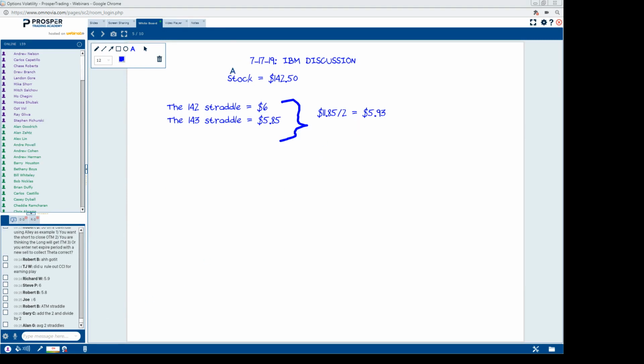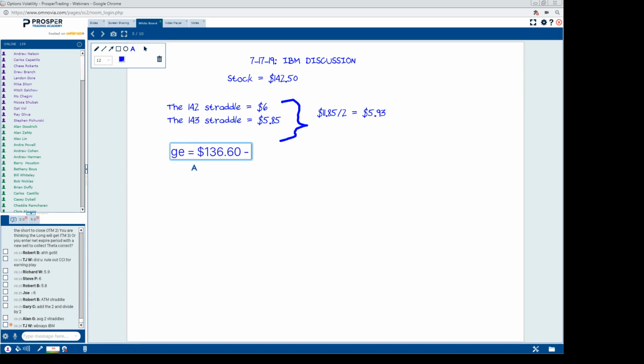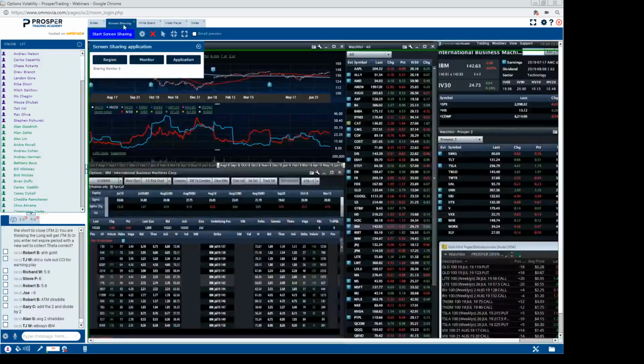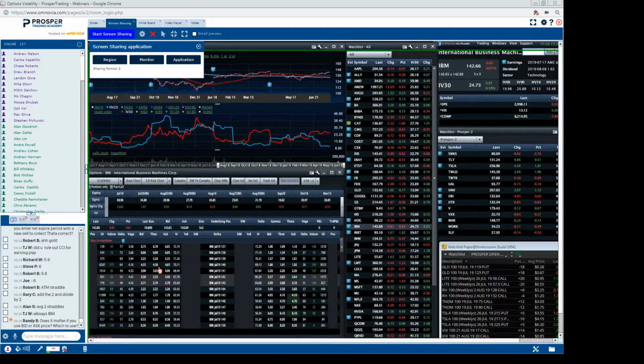Okay, so then our expected range off of that is going to be 136.60-ish up to 148.40-ish. TJ, what's that? Randy, we're using the midpoint, the theoretical value, the midpoint.